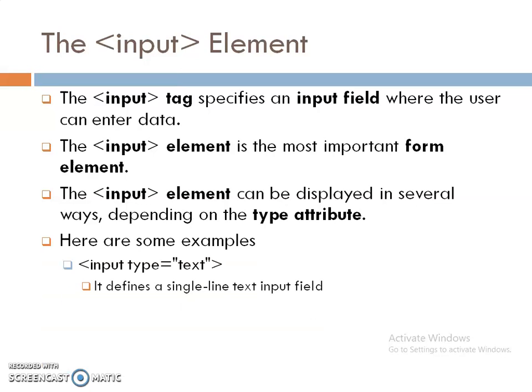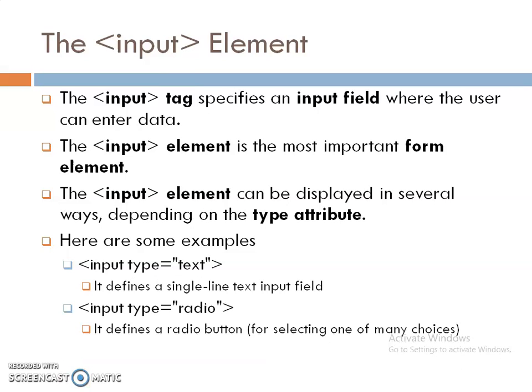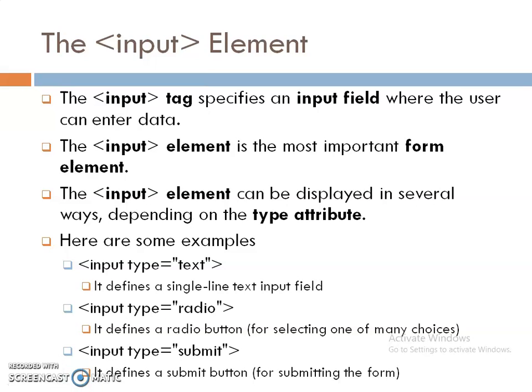Some examples are here. For example, input type is equal to text. Here we are specifying type is equal to text, that means it defines a single line text input field. Input type is equal to radio, that means here we are applying a radio button for selecting only one item. Input type is equal to submit, that means here we are creating a submit button for collecting all the data from the form and sending it to the server side.